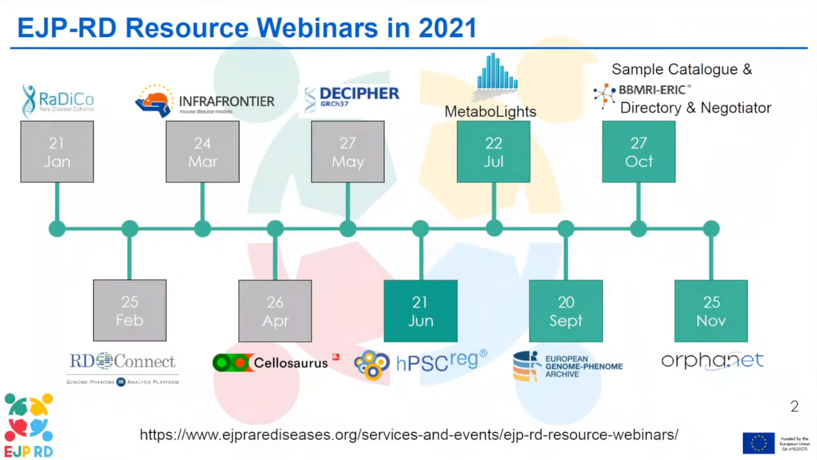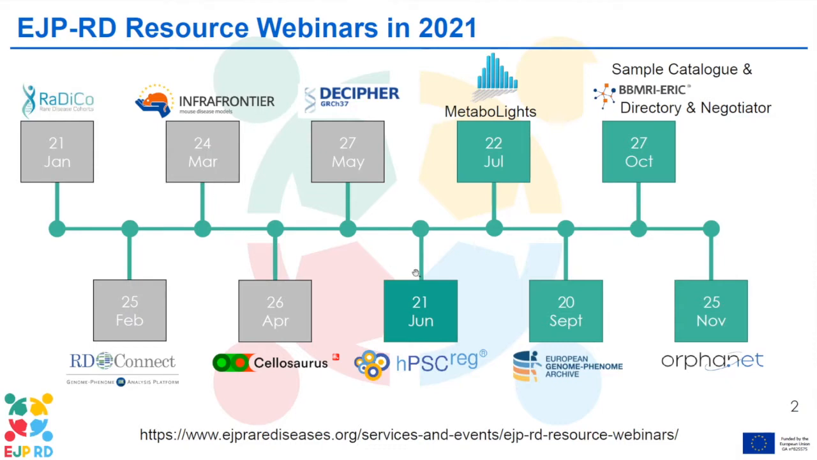So I just want to start off by introducing this webinar series. Within the European Joint Program on Rare Diseases, the work focus group called Resources for Sharing Experimental Data and Materials has scheduled a series of monthly webinars throughout 2021. These seminars aim to introduce each resource to the rare disease community. I would encourage you to check out our schedule of upcoming seminars at the web address at the bottom of the screen.